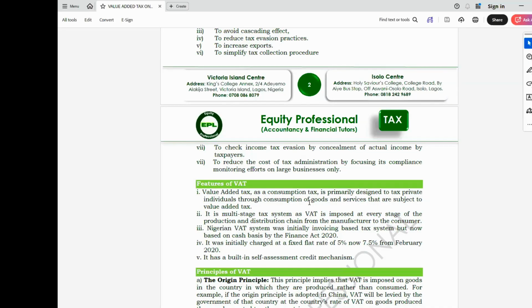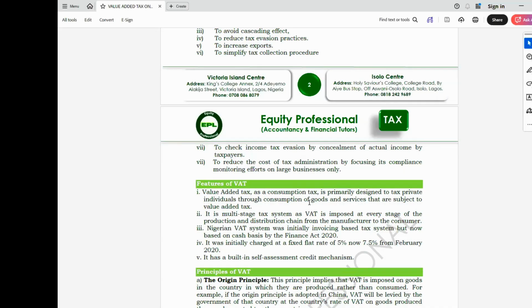So it is payable at, it is charged at every stage of production to distribution. As the item is moving from the manufacturer to the wholesaler, value-added tax will be added, and so on and so forth. It was initially charged at the rate of 5%, as I said earlier, which is now 7.5% from February 2020.